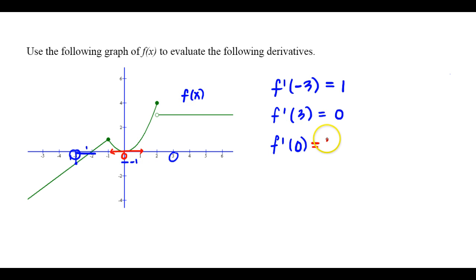So f prime of 0 equals 0 as well, because the derivative is the slope of the tangent line at a particular point on a curve, and at this particular point 0, the tangent line is horizontal, and horizontal lines have slope 0. So just building off the second part of the theorem above, a horizontal line has slope 0, so if a horizontal line is our tangent line, then our derivative must be 0.